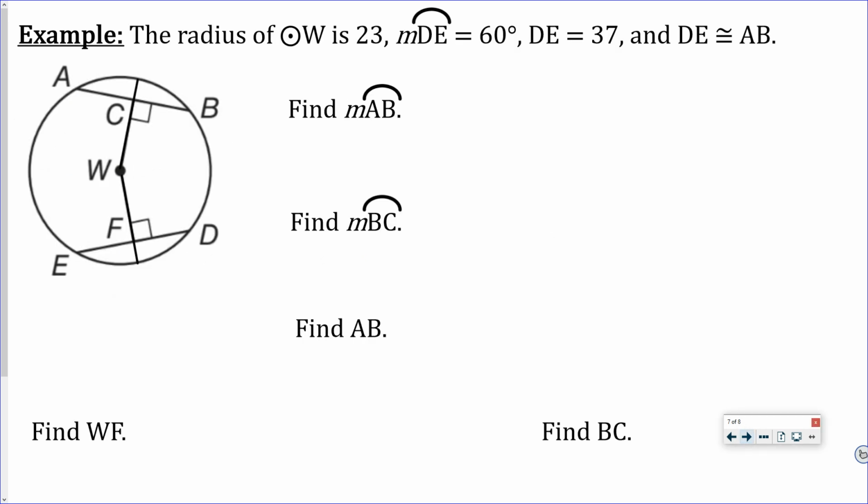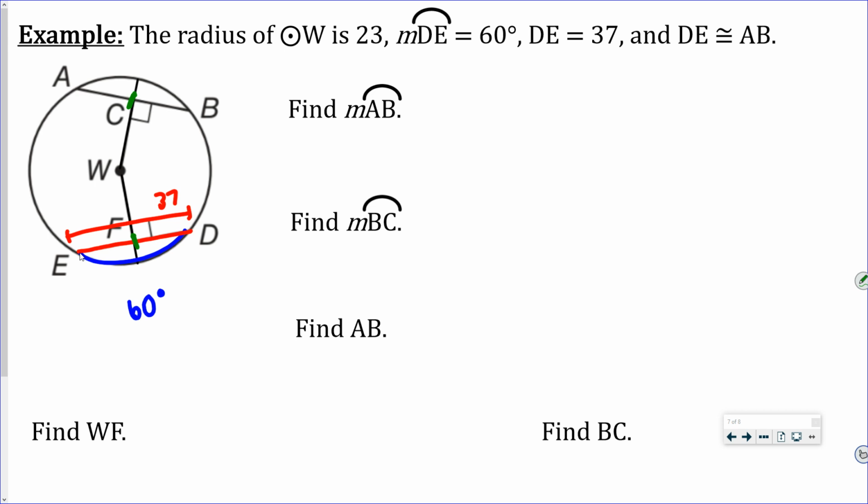What's going on here? Okay, the radius of circle W is 23. The measure of arc DE is 60 degrees. DE itself, I'll maybe write these in here. So the measure of arc DE is 60 degrees. DE, the chord length itself, is 37. And we know chord DE is congruent to chord AB.